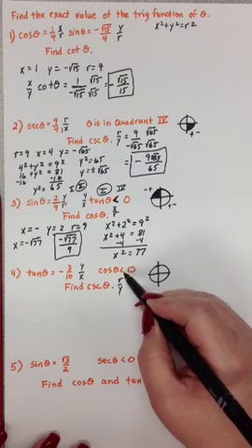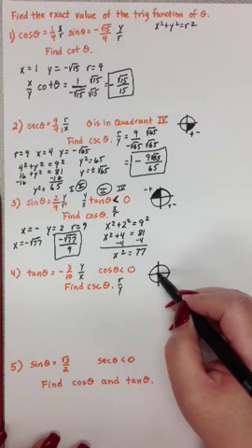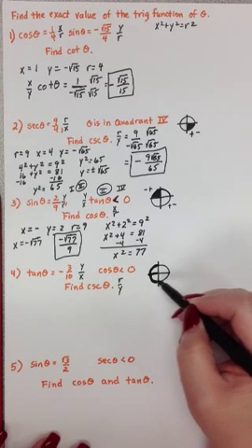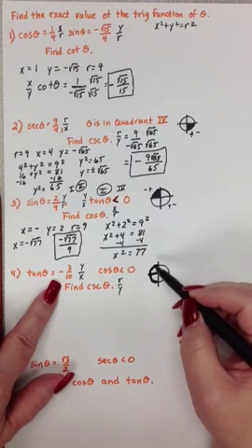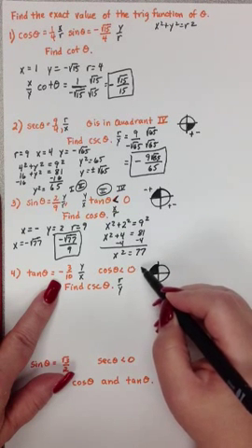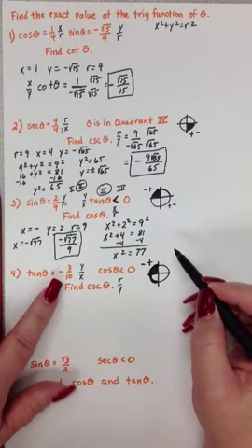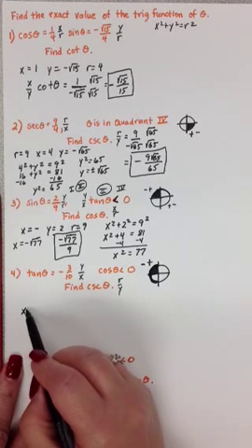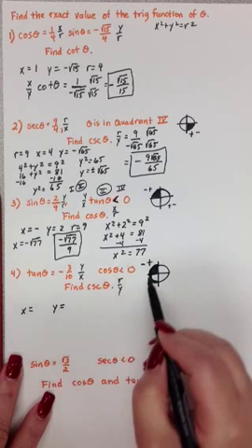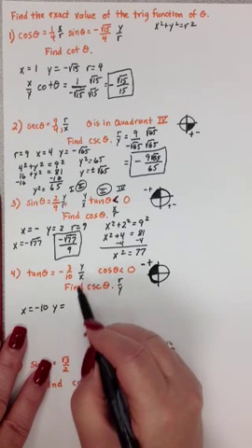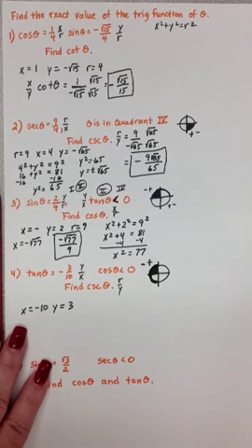Cosine less than 0. Cosine is x, and x's are negative in the left hemisphere. Okay, so I know I have to be in the left hemisphere. Tangent is negative in the second and fourth quadrant, so I must be in the second quadrant, okay, where x's are negative, y's are positive, okay. So that lets me know, because I need to know x and I need to know y, but I already know x is negative, so x must be negative 10 and y is positive 3, okay.